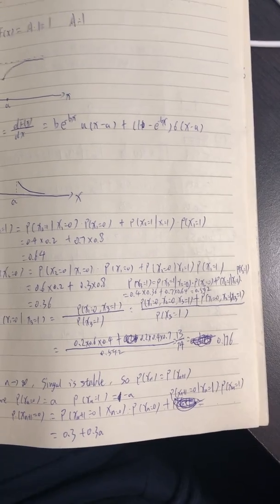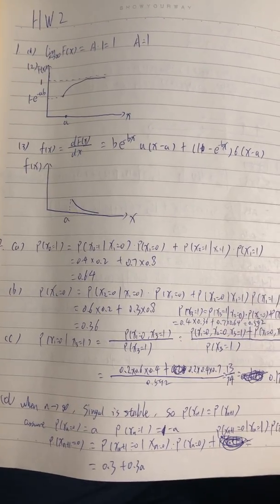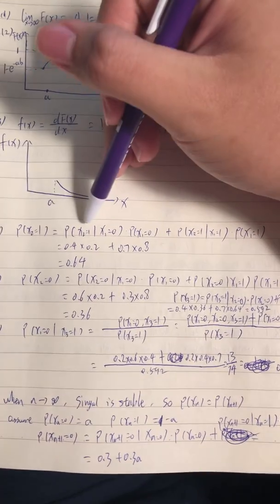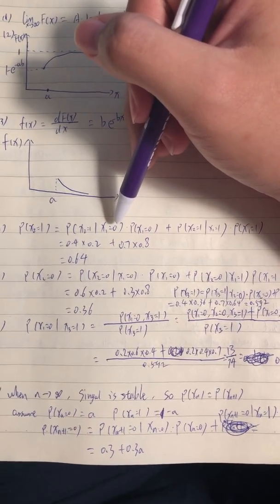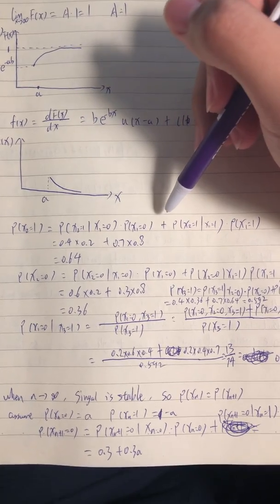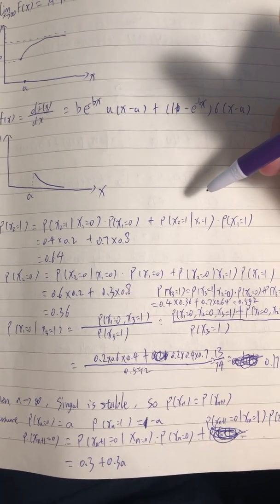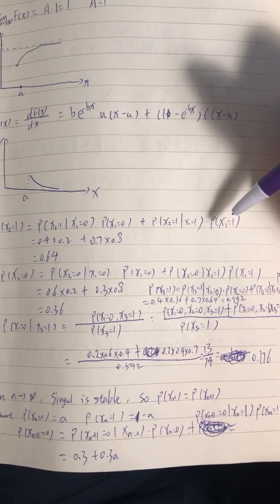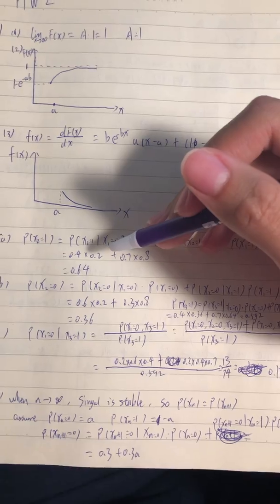So question A is to find the probability of x2 equals 1. According to the question, it equals the probability of x2 equals 1, assuming x1 equals 0, multiplied by the probability of x1 equals 0, plus the probability of x2 equals 1, assuming x1 equals 1, multiplied by the probability of x1 equals 1. So the final result is 0.64.